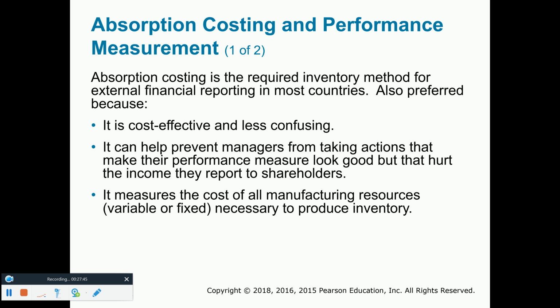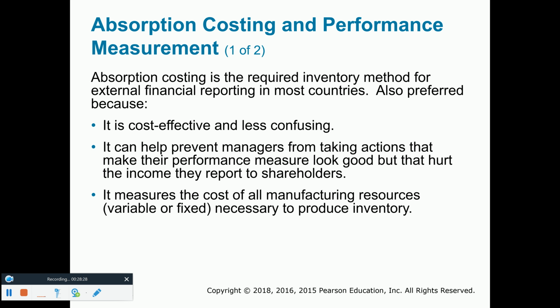It helps prevent managers from taking actions that make their performance measure look good, but hurt the income they report to shareholders. Right? It makes sure they don't produce more and just keep it on the shelf. If you produce more and keep it on the shelf, yeah, the net income might be higher with absorption costing. But we don't want that to happen in the long run. You're going to see that when we do catch up with the sales, it's going to really hurt the bottom line. So these swings between inventory levels and sales, it's going to prevent managers from making those decisions.